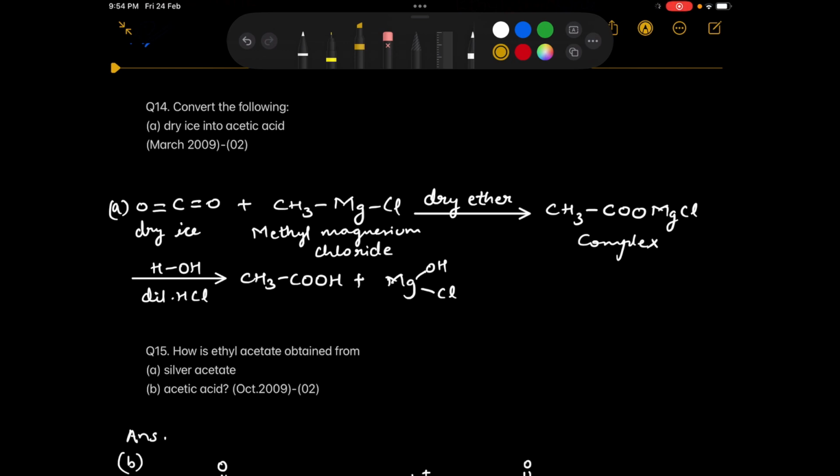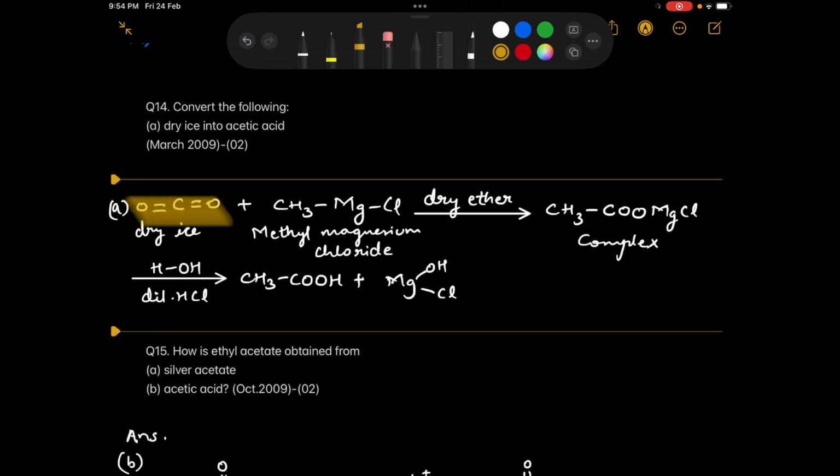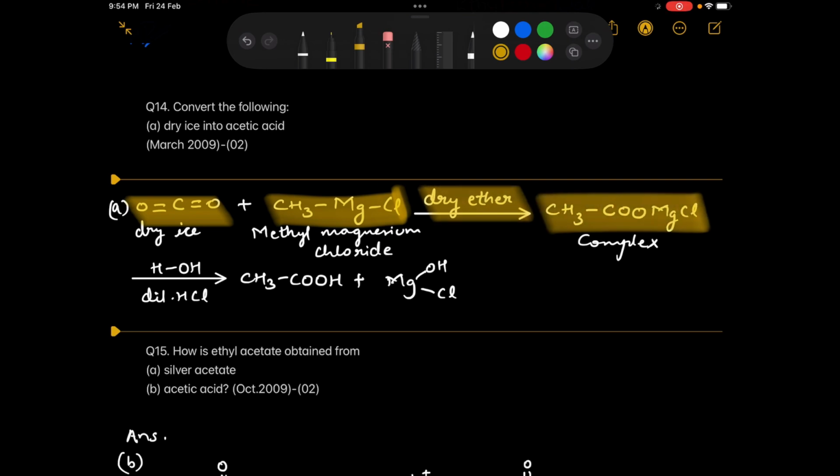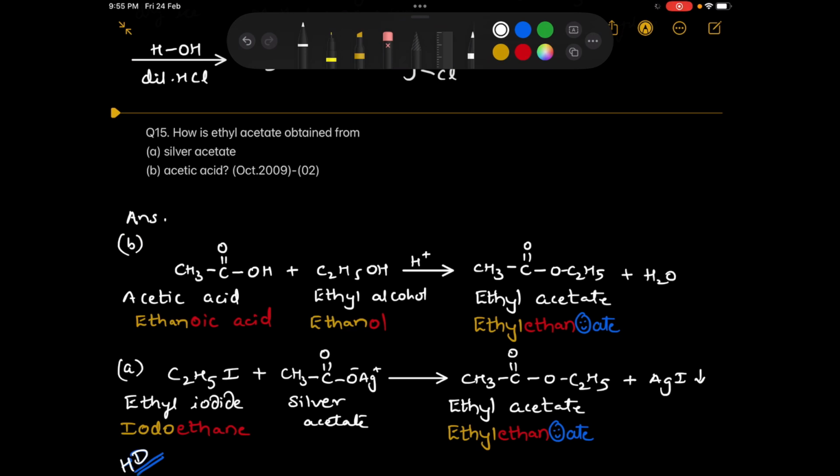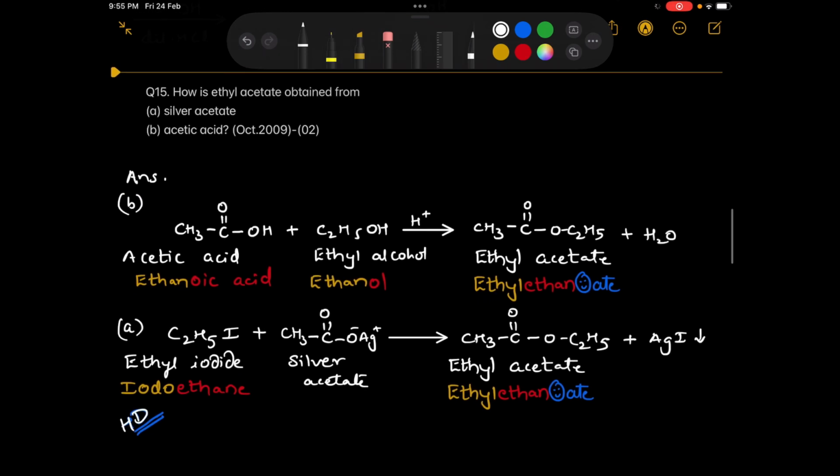Convert the following, that is dry ice, into acetic acid. Now dry ice is solid carbon dioxide. This is being treated with methyl magnesium chloride. In the presence of dry ether, it gets converted to a complex which on further hydrolysis gives us acetic acid and magnesium hydroxychloride. The next question is, how is ethyl acetate obtained from silver acetate?